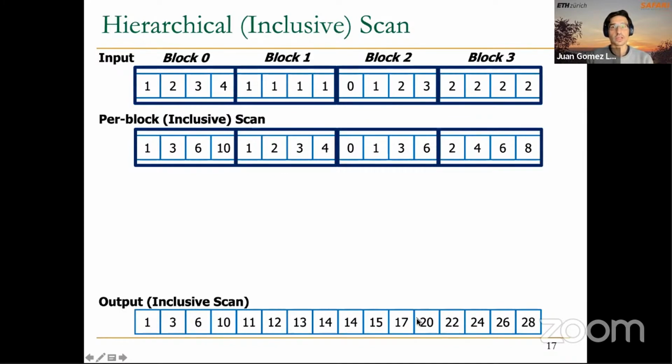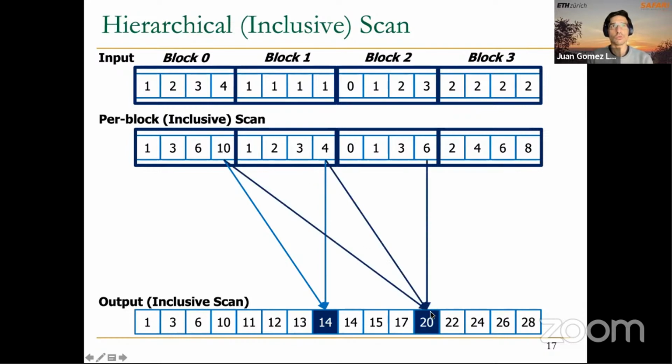Well, there are some observations that we can make here. For example, if we check this 14 that corresponds to the last element of the second chunk, the chunk that was assigned to block 1, we see that this 14 is the result of adding these 4 and this 10. And if we think about this 20, we will see that this 20 is the result of adding 6 plus 4 plus 10. So in the end, what we are doing here for every element of a chunk is propagating the reduction results of the previous chunks.